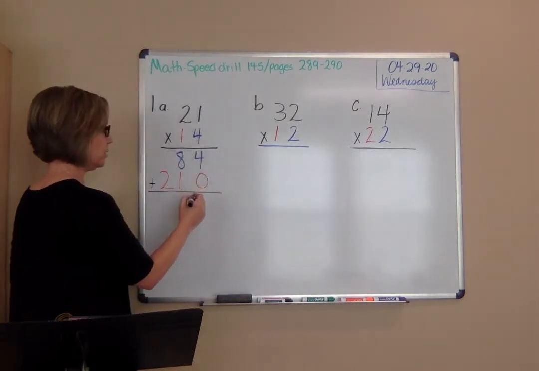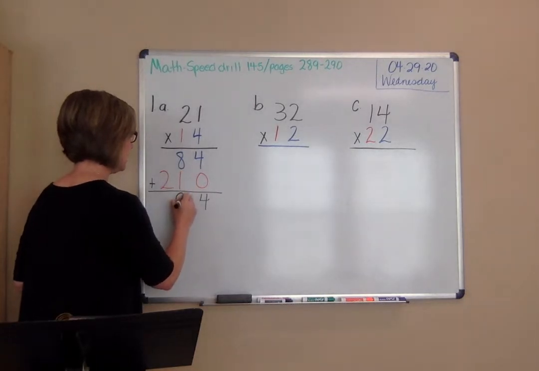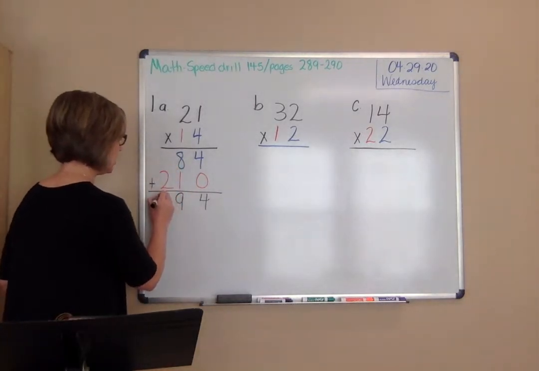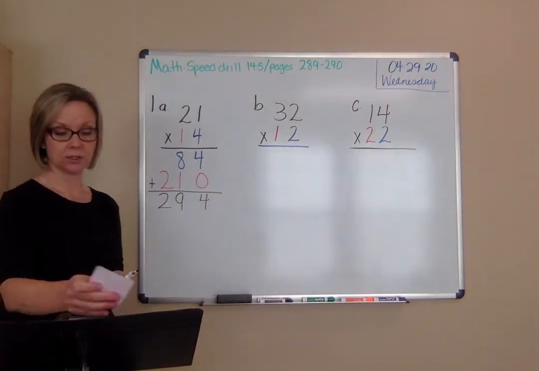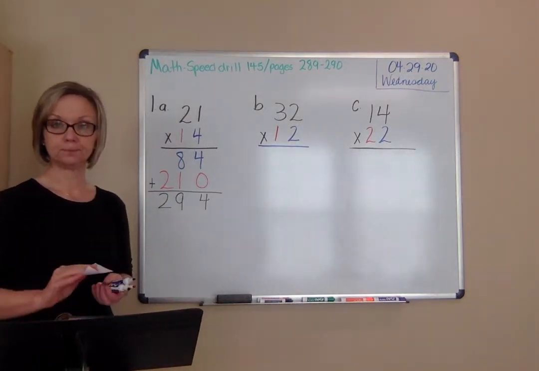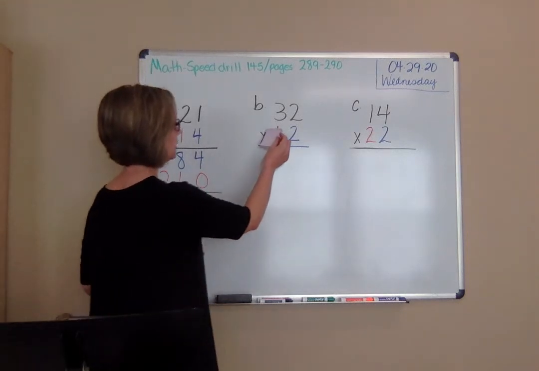4 plus 0 equals 4. 8 plus 1 equals 9. 0 plus 2 equals 2. 294 is our answer for 1A. Okay? All right, let's roll on over to B.